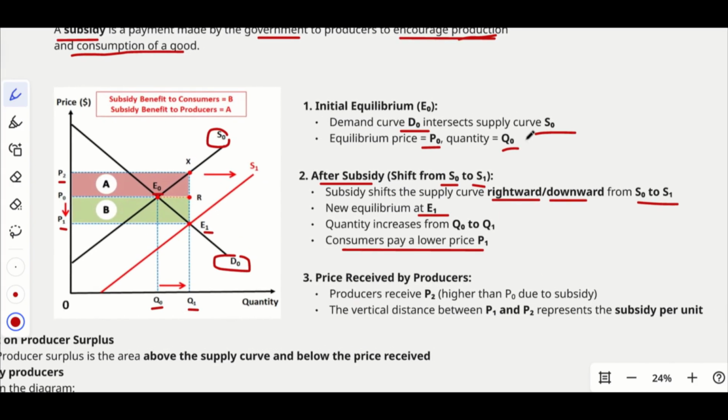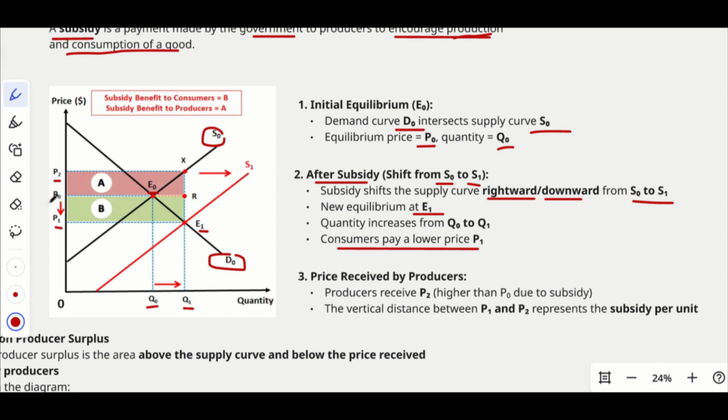So let's see how it is working with some numericals. Just imagine that the initial price, let's take our P0 as 100, and let's take the quantity as 10. Okay, for 10 units, you have to pay 100 rupees.